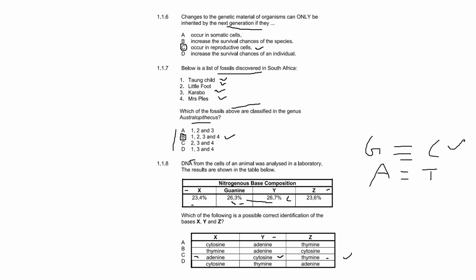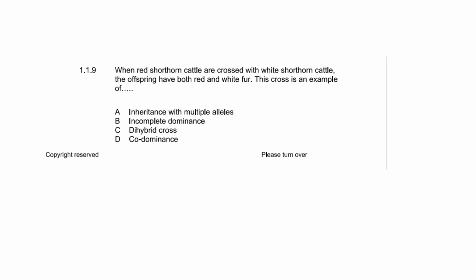Also, X could have been cytosine, which would be letter A and D, but Y must be cytosine. It's only this one which has Y as cytosine. The other ones don't have Y as cytosine, so the other ones are obviously out, meaning letter C will be our answer, based on G and C being close to each other, same as A and T in DNA. So whenever they give you values, compare the different values given, and those two must be close to each other. And then we go to 1.1.9.